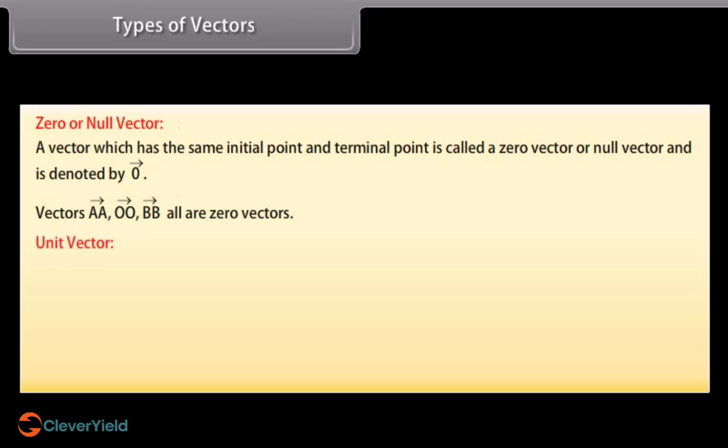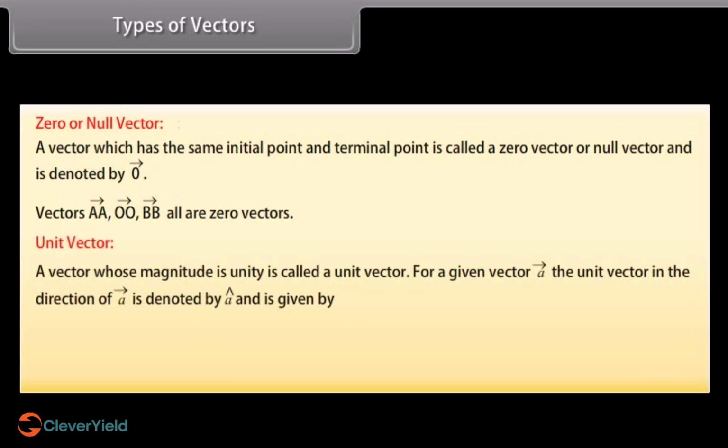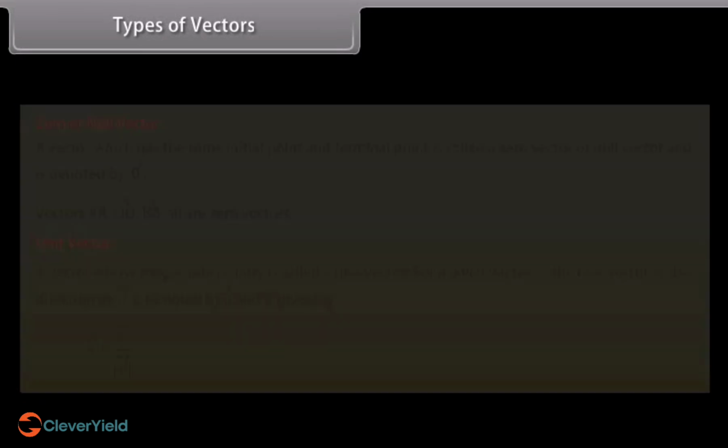Unit vector. A vector whose magnitude is unity is called a unit vector. For a given vector A, the unit vector in the direction of A is denoted by cap A and is given by cap A equals vector A by mode of vector A.